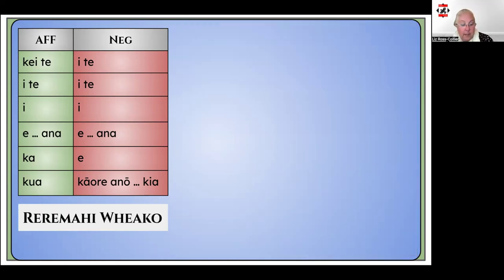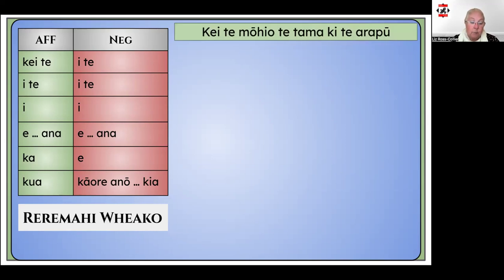The same rules apply with reremahi whiako. The two key differences are the use of the tūmahi whiako, the experience verbs, that are the actions related to the mind or emotions, and the other difference is the pūhono in these ones is ki. Here are the examples for you using tama, mōhio and arapū. Kei te mōhio te tama ki te arapū. The boy knows the alphabet.